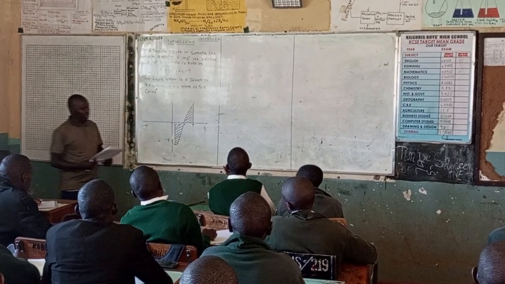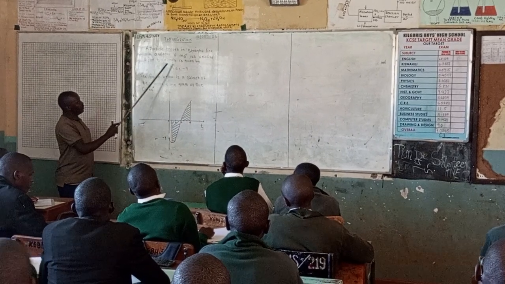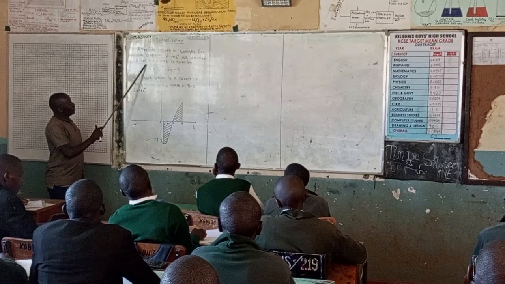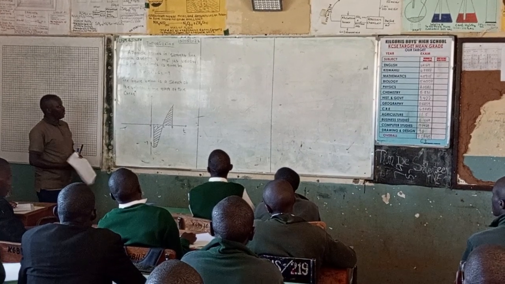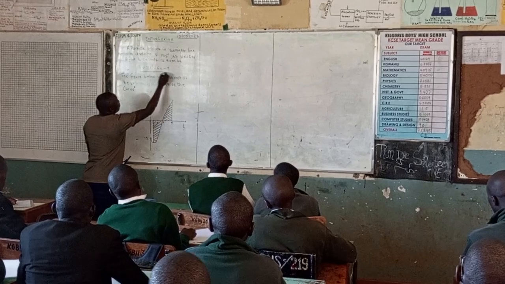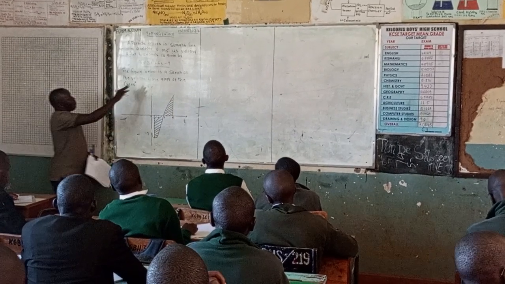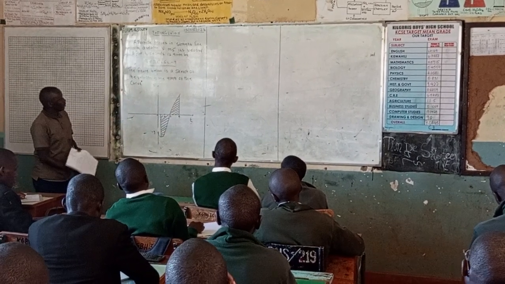We have a question here. A particle moves in a straight line with a velocity of 3 meters per second. Its velocity after 30 seconds is given by v = 3t squared minus 6t, then of course minus 9.